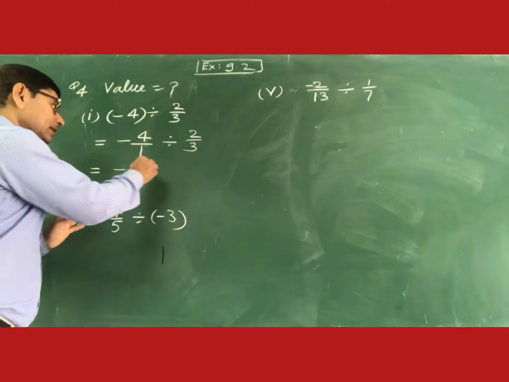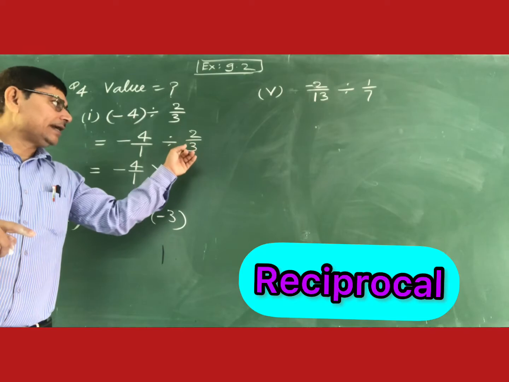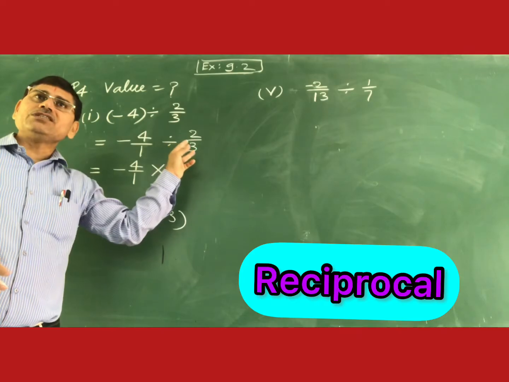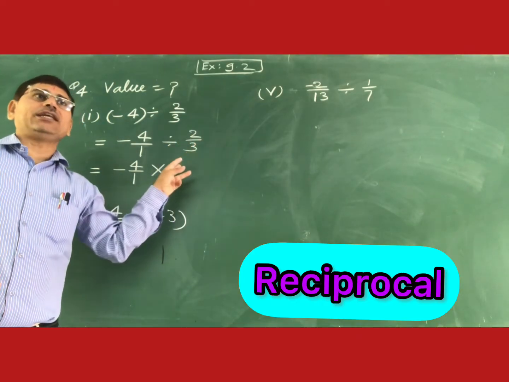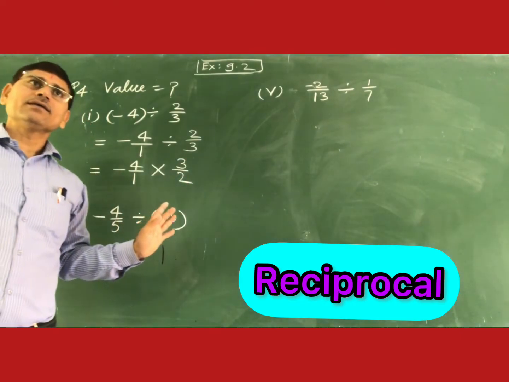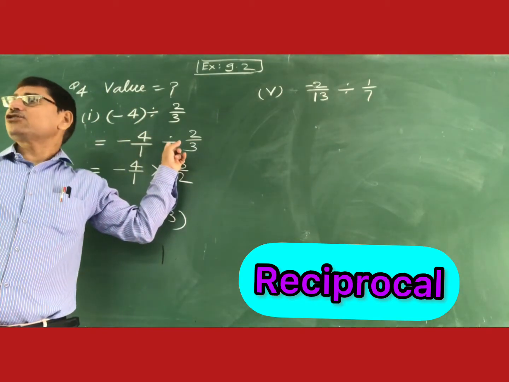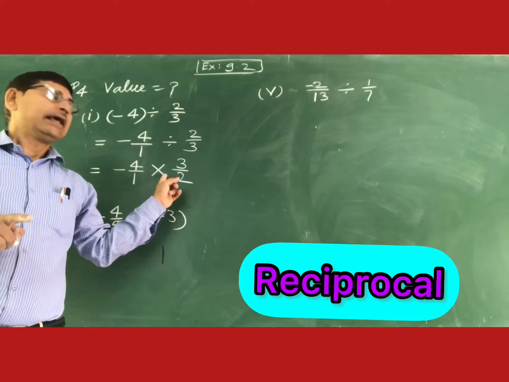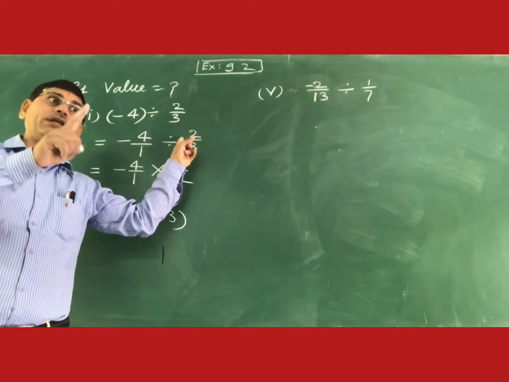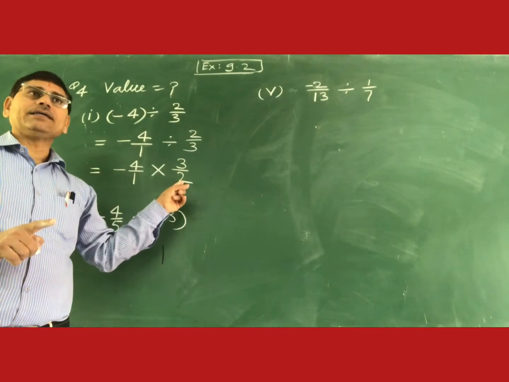Change it yourself. That is into. And then you will write the reciprocal. Reciprocal means opposite: take 3 up and bring 2 down. That is 3 by 2. What is the process? First of all, you will write multiplication in the place of division, and then you will write just the reciprocal of the second rational number only. Don't change the first, only the second. So you will write 3 by 2.